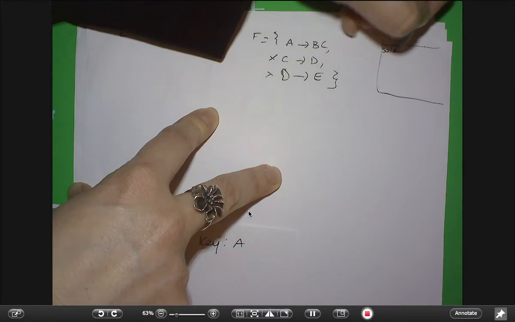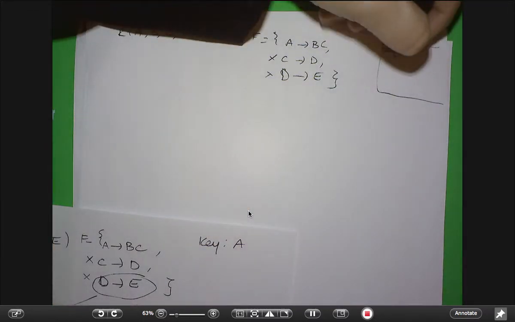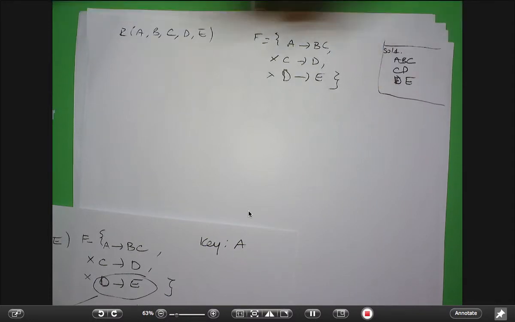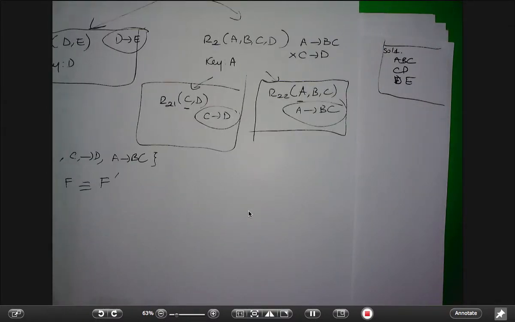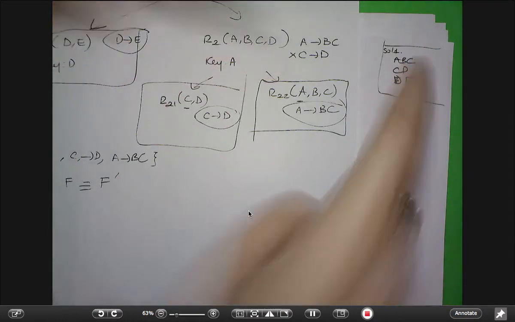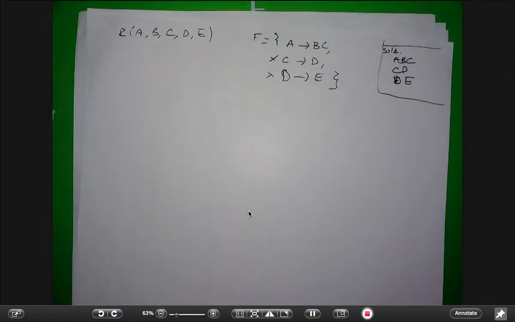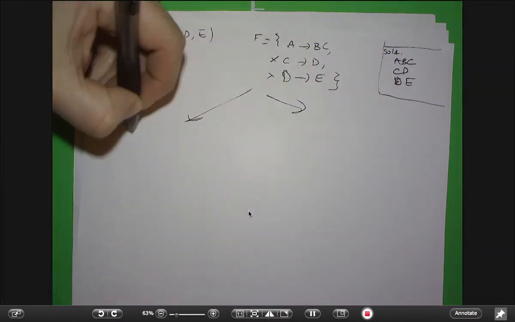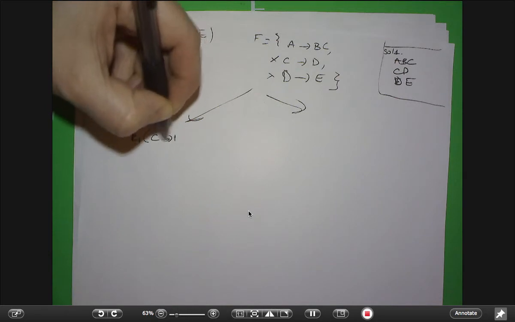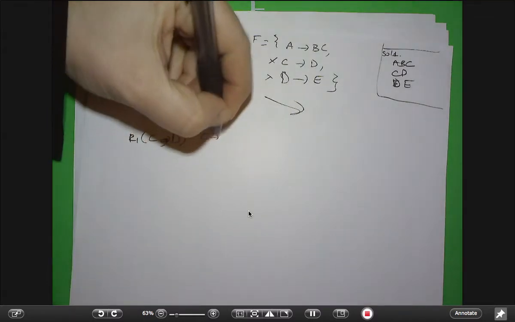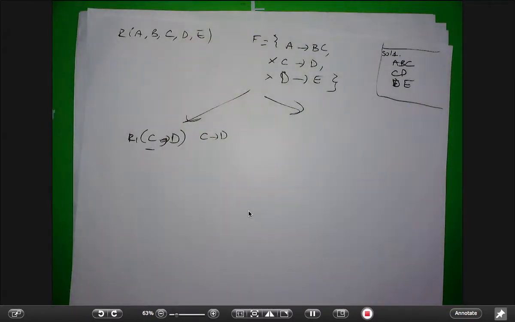So solution 1, basically I had ABC, CD, and DE. So I had 3 relations. One was CDE, one was CD, and the other one was ABC. Okay. So now let's do the same thing using C implies D first. So I'm going to take this one out first. So I'm going to get R1 CD, so C implies D. The key is C, so this is in Boyce-Codd normal form.